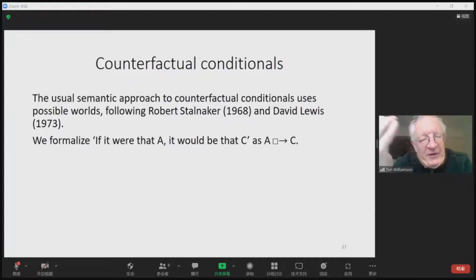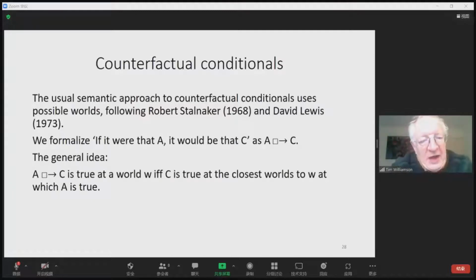Then different people use different notations, but the notation that David Lewis uses is this box arrow notation: if it were that A, it would be that C. He uses it to convey that the counterfactual conditional has some modal element, like a necessity operator, but also some implication element, like an ordinary indicative conditional. It's somehow a combination of the two. But he treats it as a single operator. So the box and the arrow are really meant to be an atomic symbol for David Lewis, even though it's also meant to remind you of the box for necessity and the arrow for the ordinary conditional.